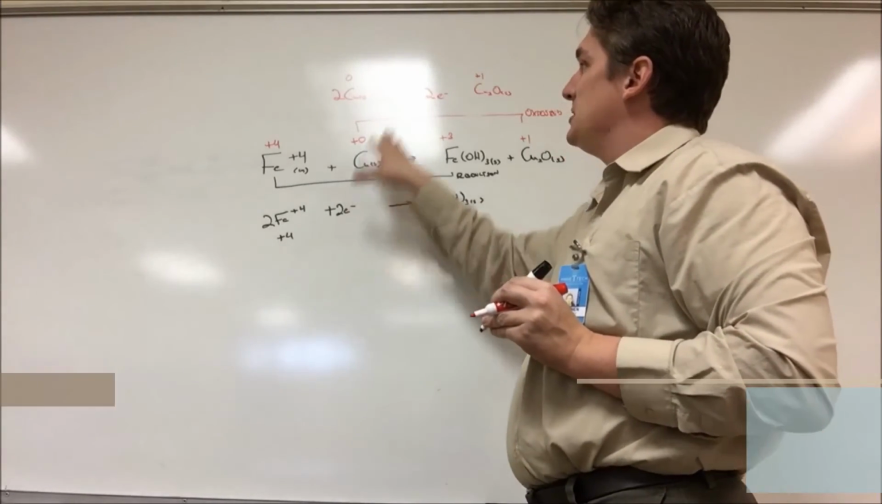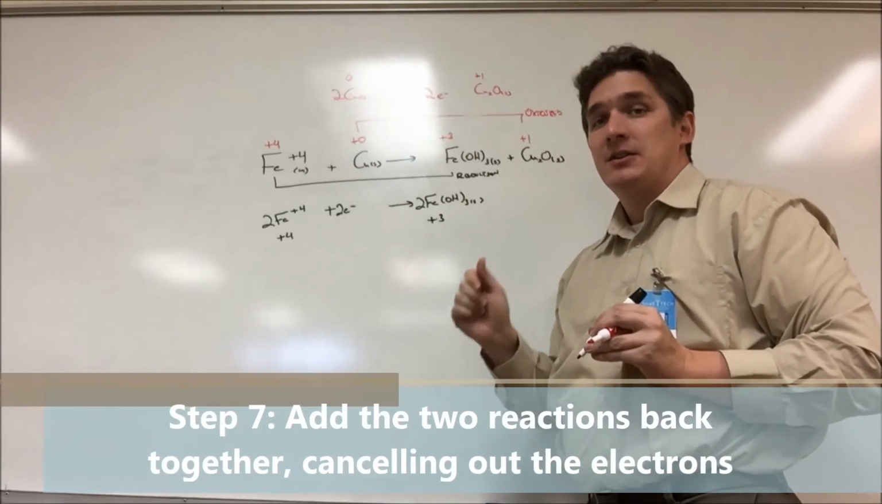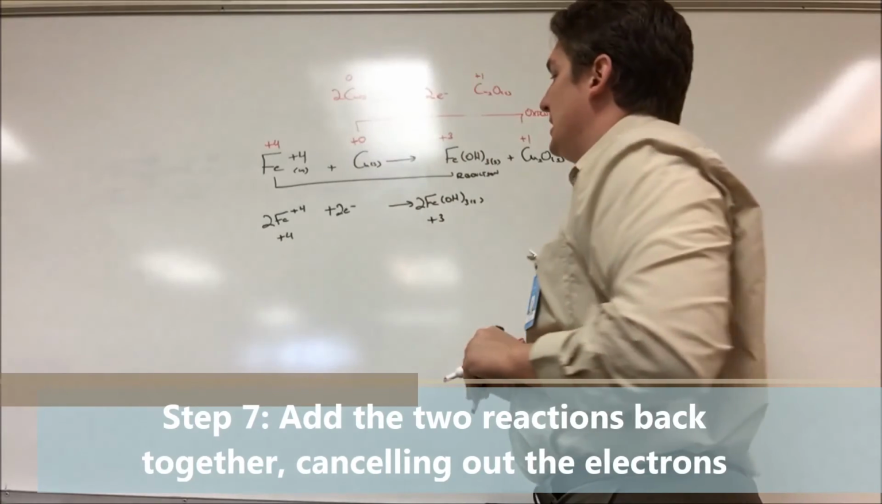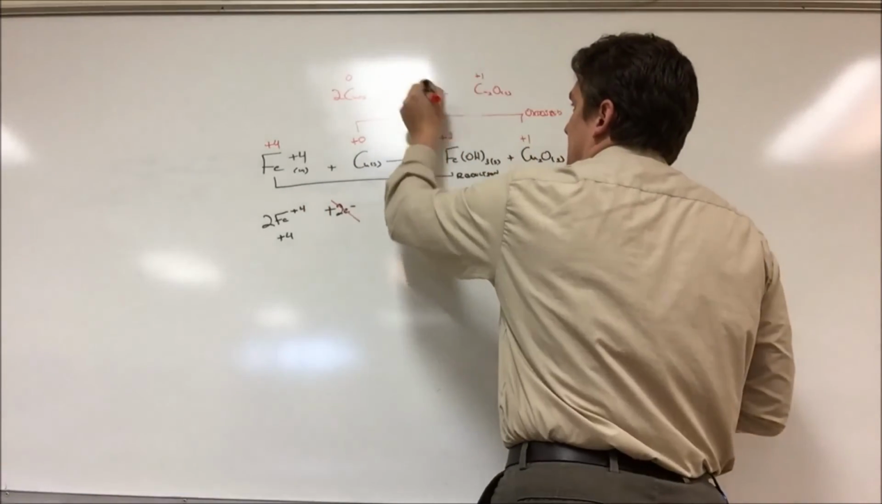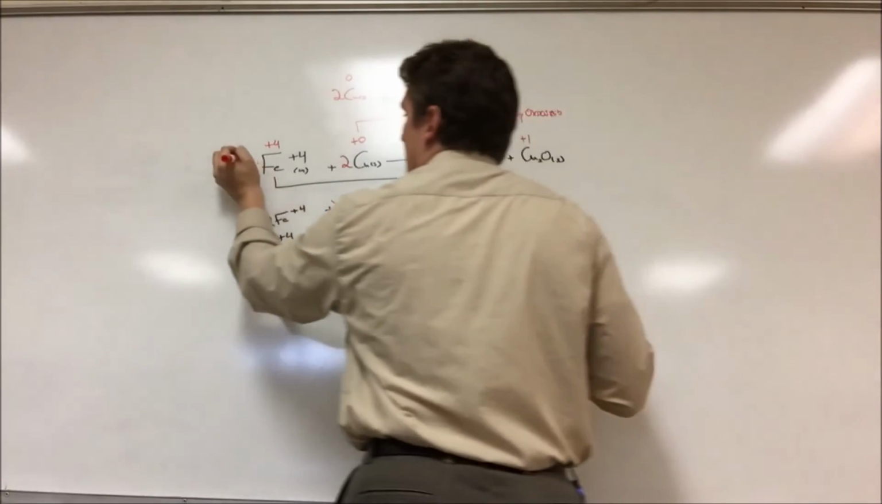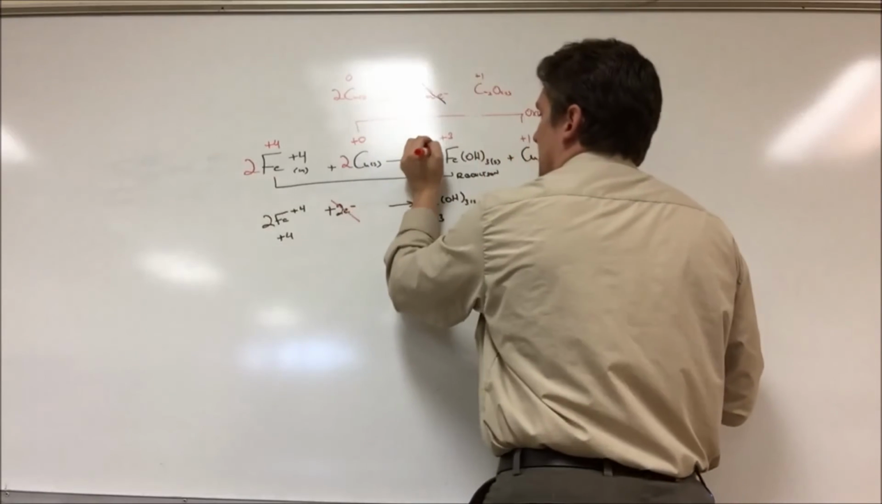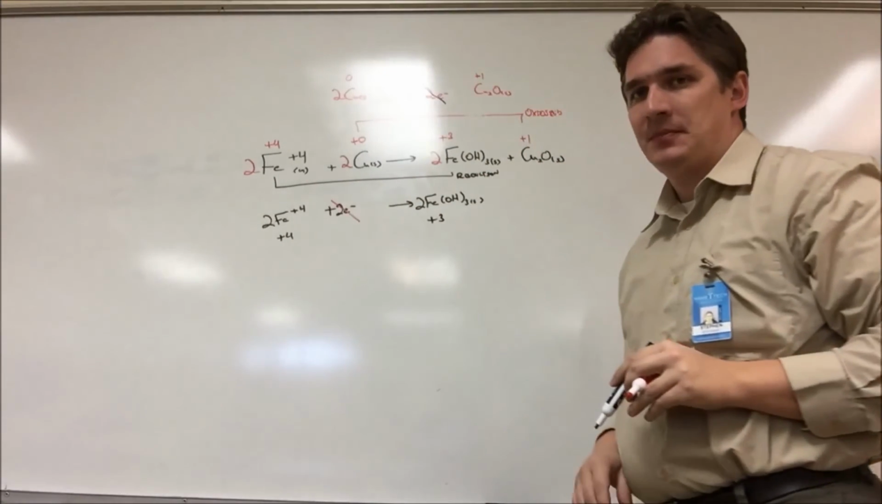Now that we've got the electrons balanced, and our oxidized and reduced species balanced, the next step is to add these 2 reactions back together. So our electrons here are going to cancel. And we're going to be left with 2Cu, 2 Fe+4, and 2 Fe(OH)3. This is basically just adding these 2 reactions together.